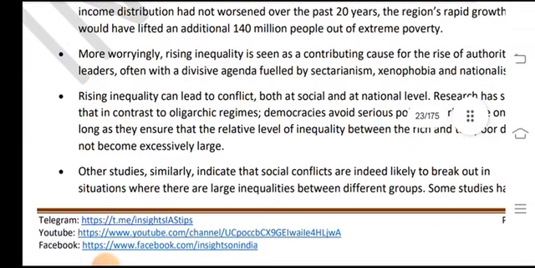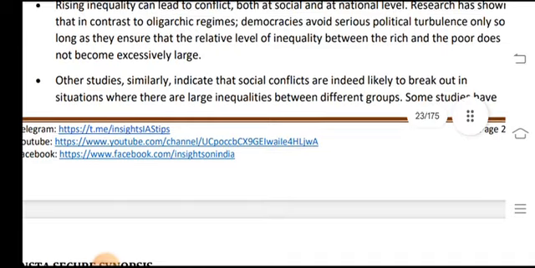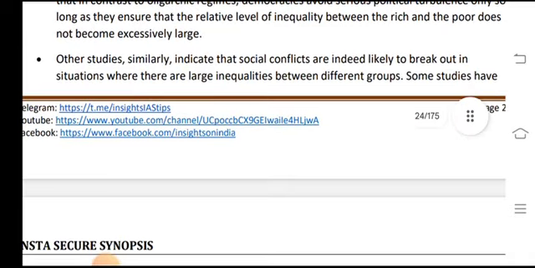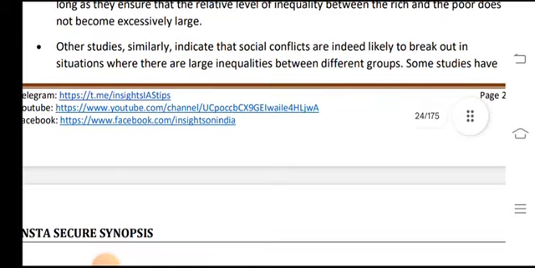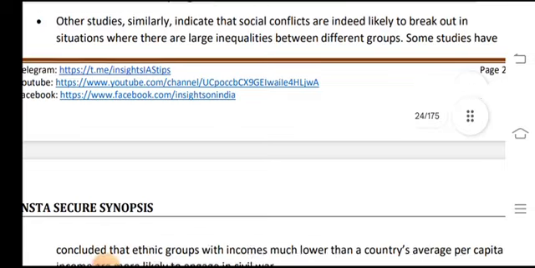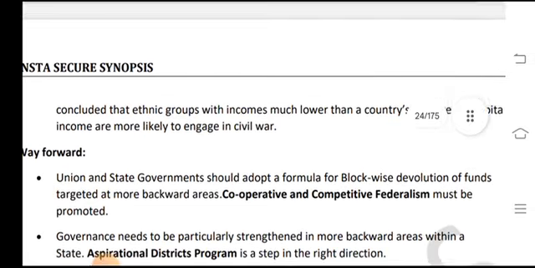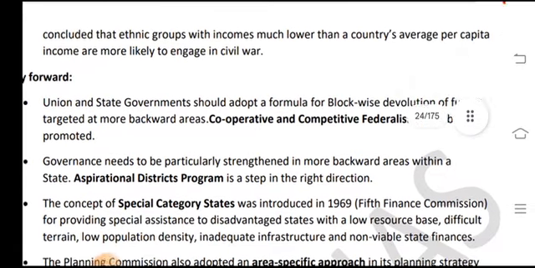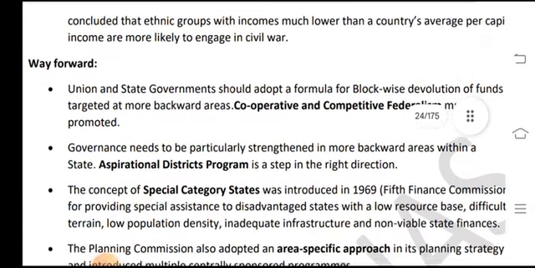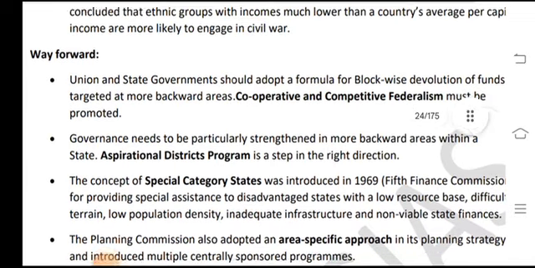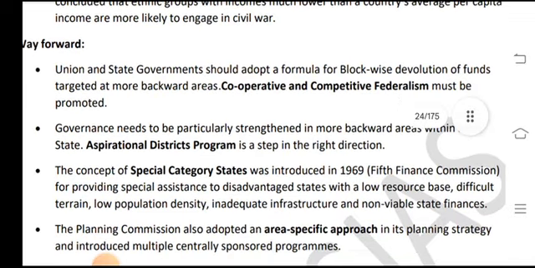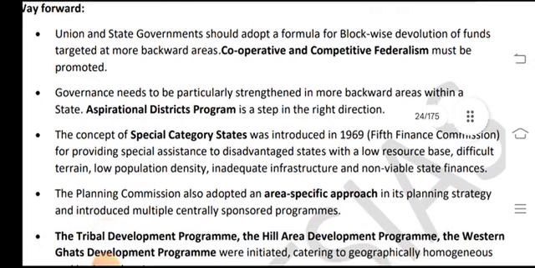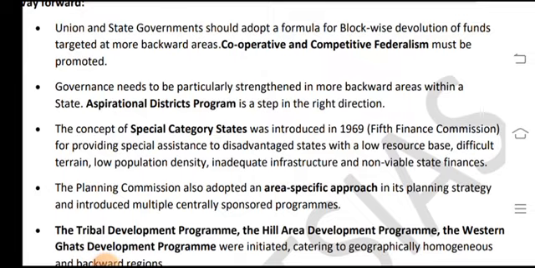Other studies similarly indicate that social conflict is likely to break out in situations where there are large inequalities between different groups. Some studies have concluded that ethnic groups with incomes much lower than the country's average per capita income are more likely to engage in civil war. The Union and the state governments should adopt a formula for block-wise devolution of funds targeted at more backward areas.